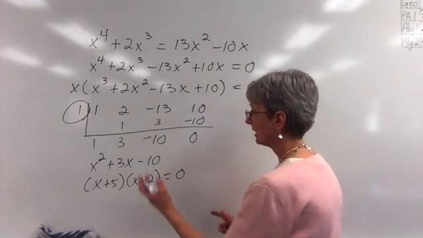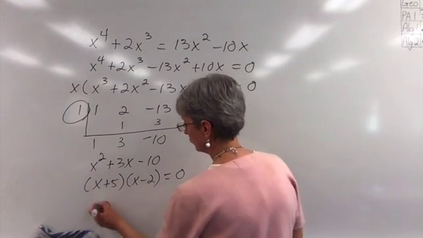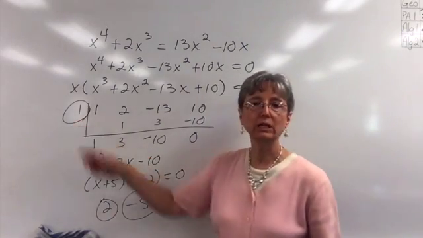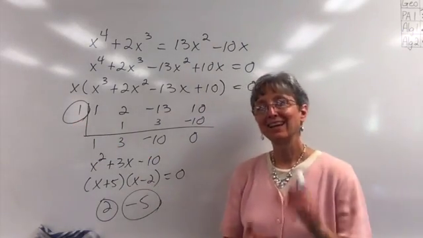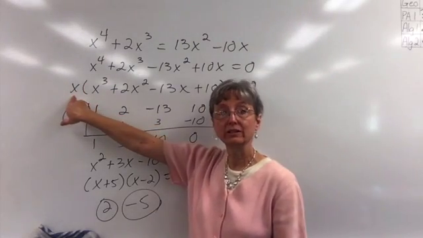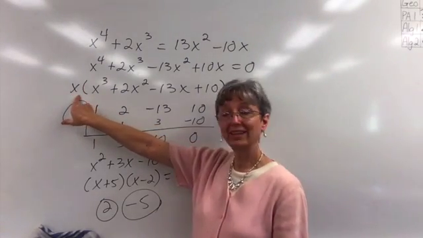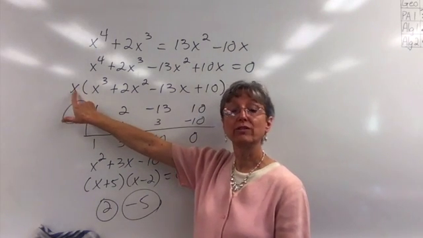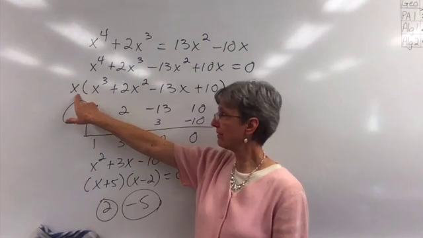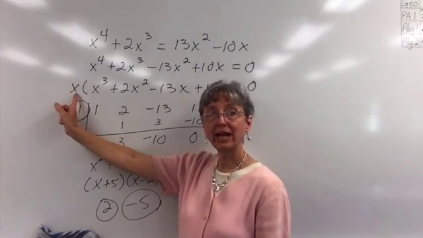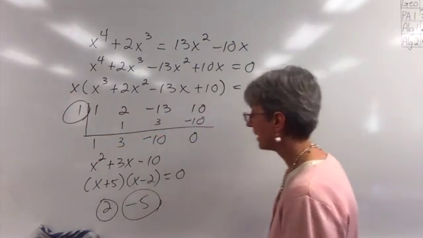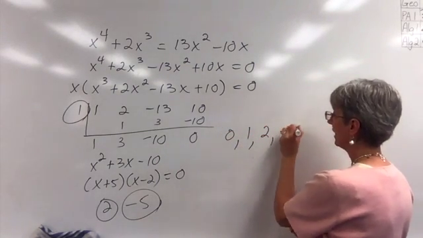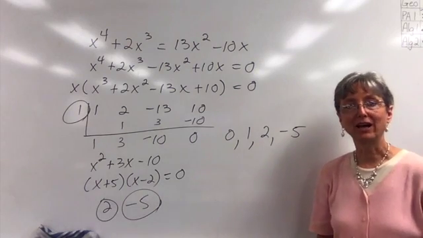Now you may think, wait a minute, here's 2, here's -5, there they are. I only found 3, there's supposed to be 4. The 4th one is right here. This is my 4th one, that I factored out. This is the same as x minus 0. This one is 0. So when you have an x like that that's out by itself, that one is 0. So my 4 roots are 0, 1, 2, and -5.